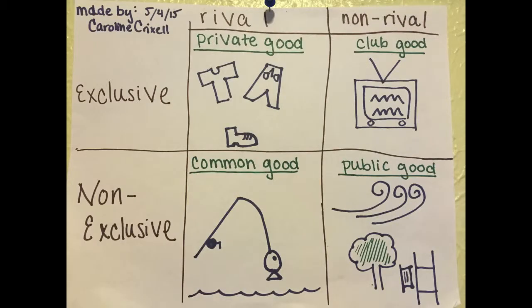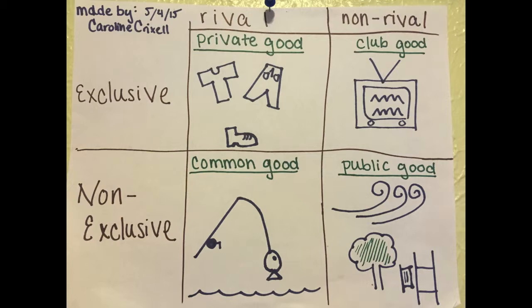There are 4 types of goods. The first is a private good. The second is a public good. The third is a common good. And the fourth one I'm going to be talking to you about today is a club good. In this chart here, there are some examples of what each good could provide.